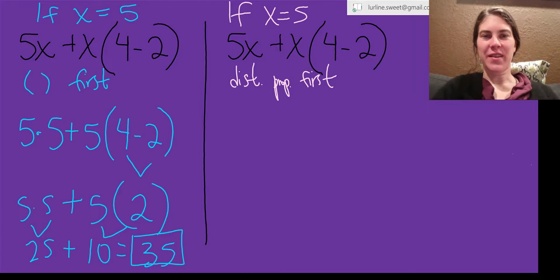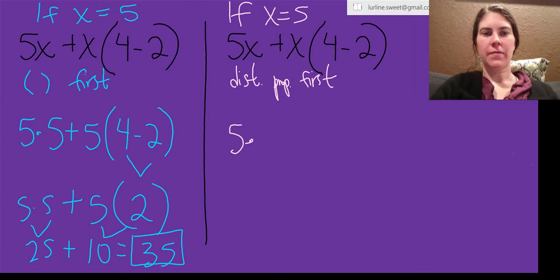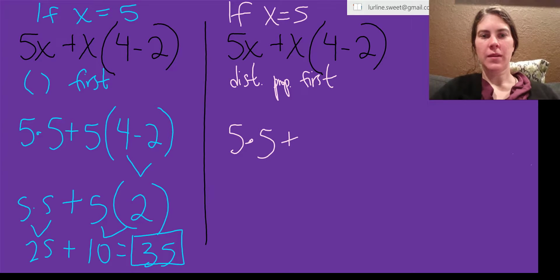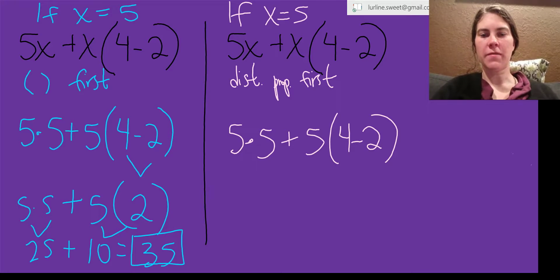Now it's time for the distributive property first. We'll see what we get this time. I'm keeping the x as 5. We're going to compare these. 5x is 5 times 5, plus, instead of x, I'm writing 5 times 4 minus 2. I'm doing the distributive property first. 5 times 4 is 20, and 5 times negative 2 is negative 10.